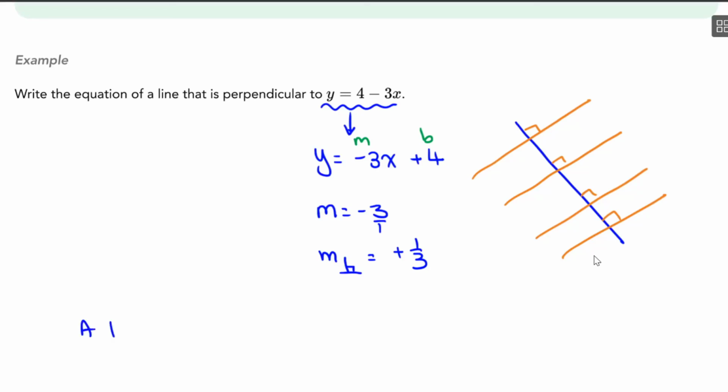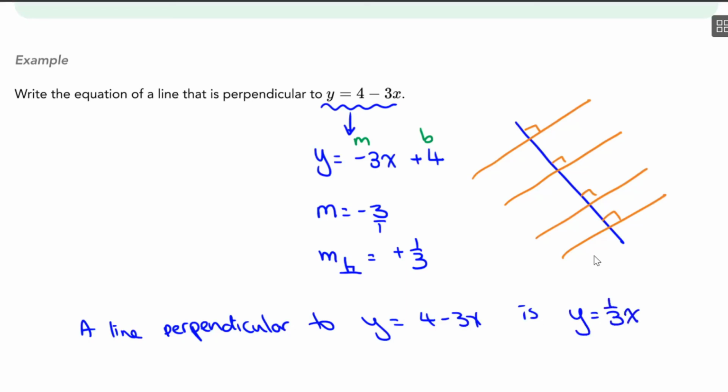So a line perpendicular to the given line is y equals mx plus b, which is the slope, 1/3 x, plus you can pick whatever number you want here. So I'm going to put a smiley face. Pick your favorite number, put it in. That is a line that is perpendicular to y equals 4 minus 3x.